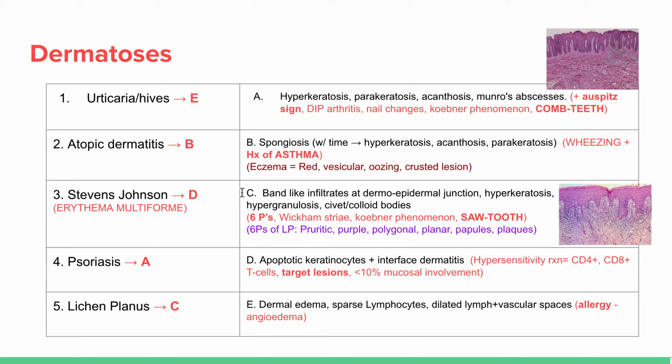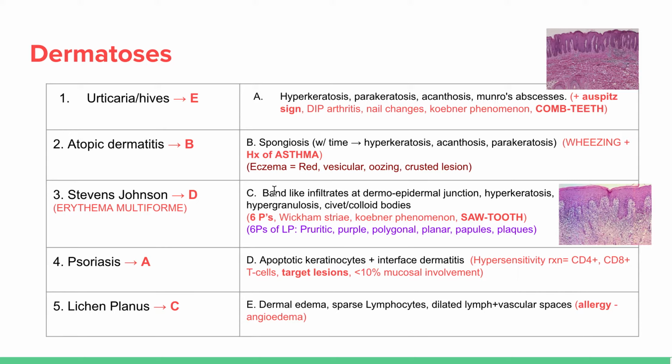Okay, and then lichen planus. Lichen planus is option C. Remember your 6 P's of lichen planus, which are pruritic, purple, polygonal, planar, papules, and plaques. Okay, what you're going to see on histology with lichen planus is this sawtooth pattern. And it is positive for Koebner's phenomenon, so you can get new lesions on normal skin. However, these do not bleed, so it's negative for Auspitz.